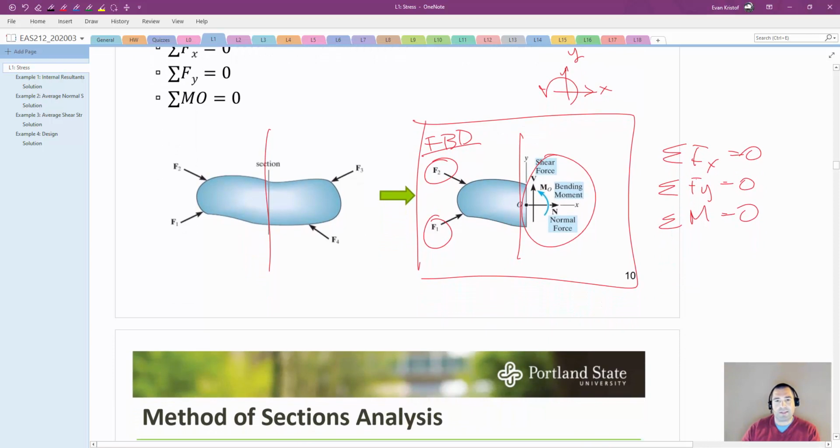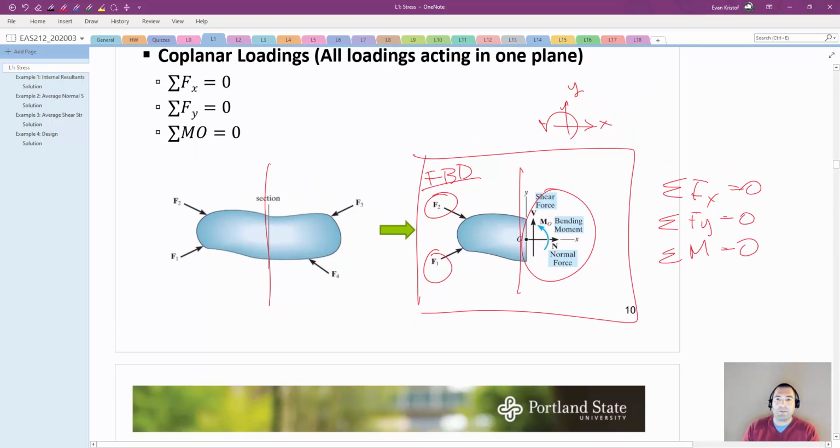We use a similar process to calculate the support reactions as well. Just with the support reactions, we don't really make a section cut through the body itself. We're simply looking at the external supports. But the same exact procedure allows us to use equilibrium to calculate both external support reactions or internal resultants like normal force, shear force, and bending moment.